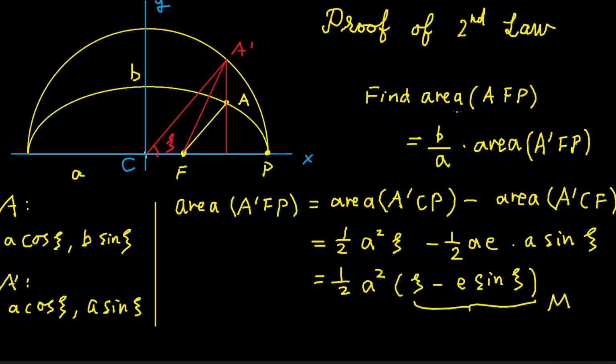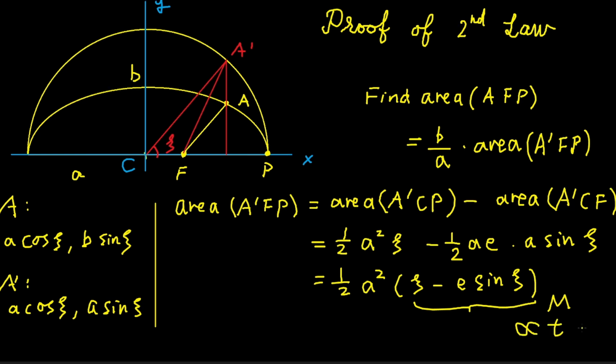So at this point, we've shown that the swept area, the area AFP, is proportional to the area A'FP, which is proportional to the mean anomaly. But as we know, mean anomaly is proportional to time, therefore the swept area is proportional to time. This concludes the proof of the second law.